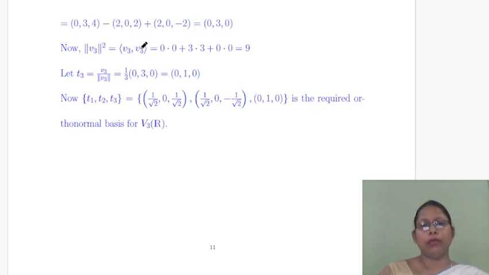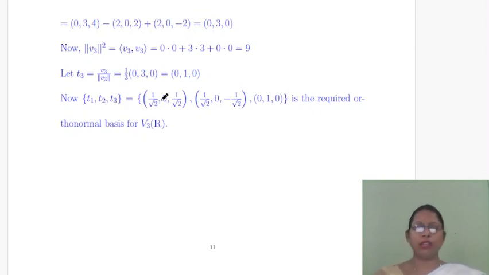Now norm of B3 square is the inner product of B3 comma B3, that is B3 multiplied with itself: 0 multiplied with 0, 3 multiplied with 3, 0 multiplied with 0. I will get this, which is equal to 9. This implies norm of B3 is equal to 3. And let T3 equal B3 by norm of B3, which is equal to 1 by 3 times 0, 3, 0. And this is equal to 0, 1, 0.